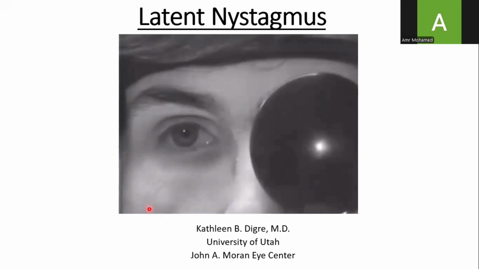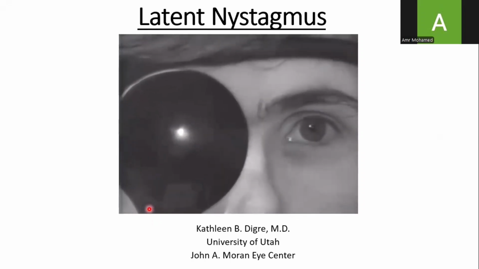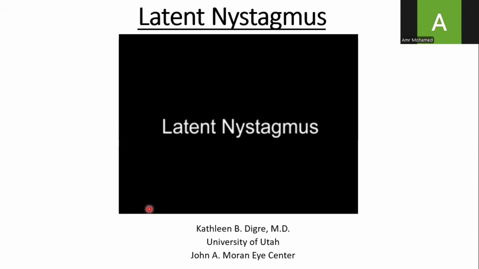And again, away from the left eye, which is occluded. So simply regarding the latent nystagmus, whenever you are patching the right eye, the patient will have left jerky nystagmus. Whenever you are patching the left eye, the patient will have right jerky nystagmus. So the direction of the jerk nystagmus will be the same as the eye which is fixating. So if you close the left eye, you will have right jerky nystagmus in the right eye. If you close the right eye, you will have left jerky nystagmus in the left eye.